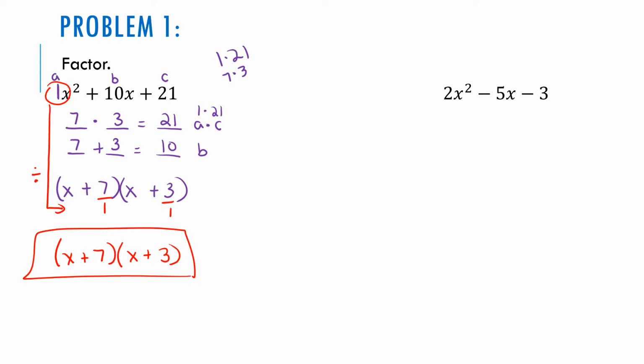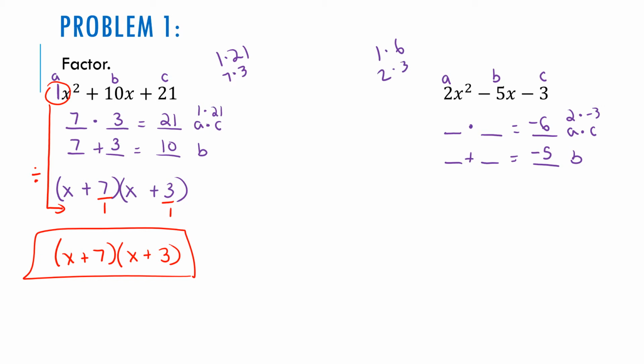Same thing over here. Once again, label your trinomial. The number in front of x squared is your a, the number in front of x is your b, and the number without a variable is your c. I'm looking for two numbers that multiply to be a times c. Our a is a 2, our c is -3, so that makes -6. Those same two numbers need to combine to be b. Our b is -5. So numbers that multiply to give me 6 is 1 times 6 and 2 times 3.